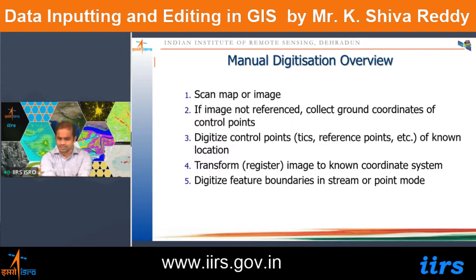Now if the image is there, either the scanned one is not georeferenced, or if you directly got the image and it is not referenced, you have to georeference it. That referencing means each corner, each place in the image should tell me about the ground coordinate. And for that, we require a ground coordinate, or we require measurement of control points. So control points are those points which are visible in the image, and I know the location in the image and also know its corresponding ground coordinate.